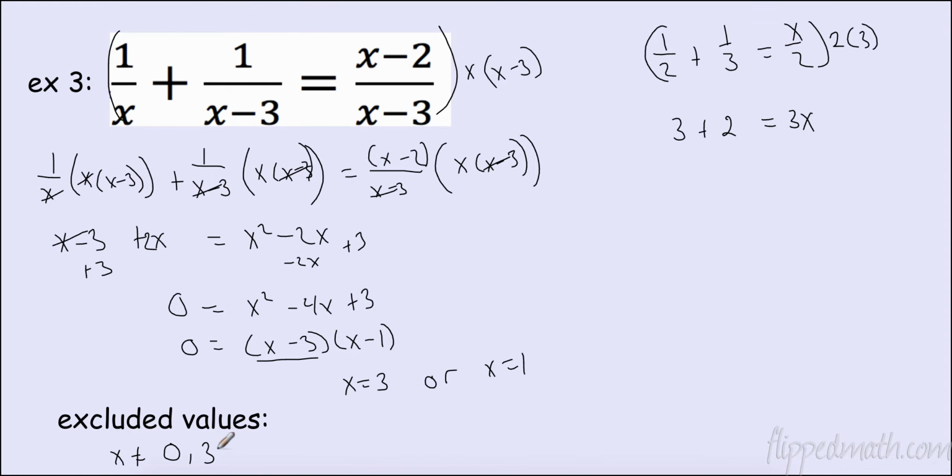All right, if it cannot be 3, look at that. That's one of our answers, so I have to cross this one out. It's not an answer. The only answer we have is x equals 1. And that is why you have to check the excluded values every time.